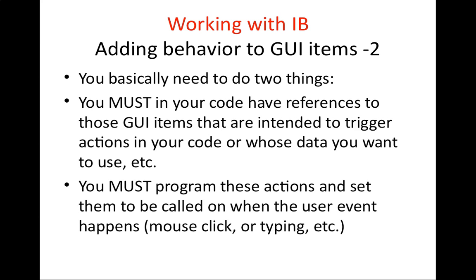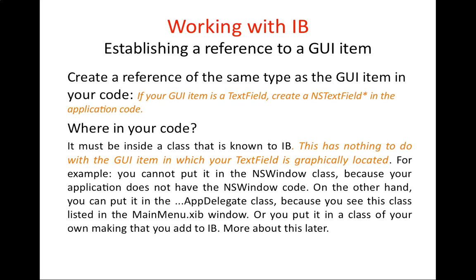So you must program these actions and set them to be called on when the user event occurs, such as a mouse or typing or something. So how do you establish the reference between the GUI and the action? Well, you can create a reference the same type as the GUI type or item in your code. So if your GUI is a text field, you can create an NS text field object in the code. We haven't actually done this yet, and so far we've been dragging.